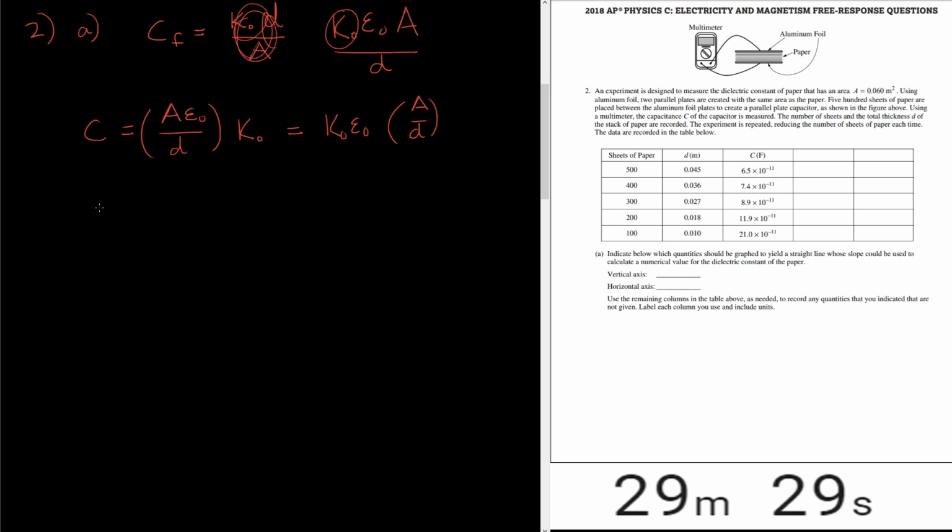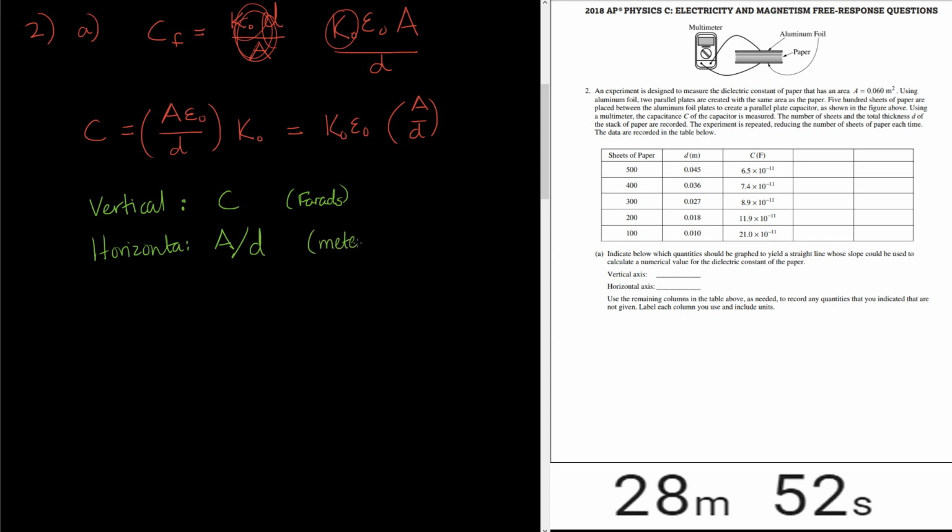So, let's write this out. For the vertical axis, we're going to be considering the capacitance in farads. And for the horizontal component, we're going to be considering A over D, which is meters squared over meters, which is meters. And what we're going to get is that y equals some slope times the x, A over D. Cool. Use the remaining columns of the table, that I'm going to have to write myself, so let's use a nice white for our table.